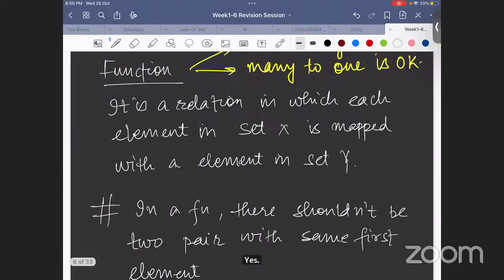Just wait for 1 second. I have a question on this set and function. Let me discuss that first. Let me check whether I have that question.